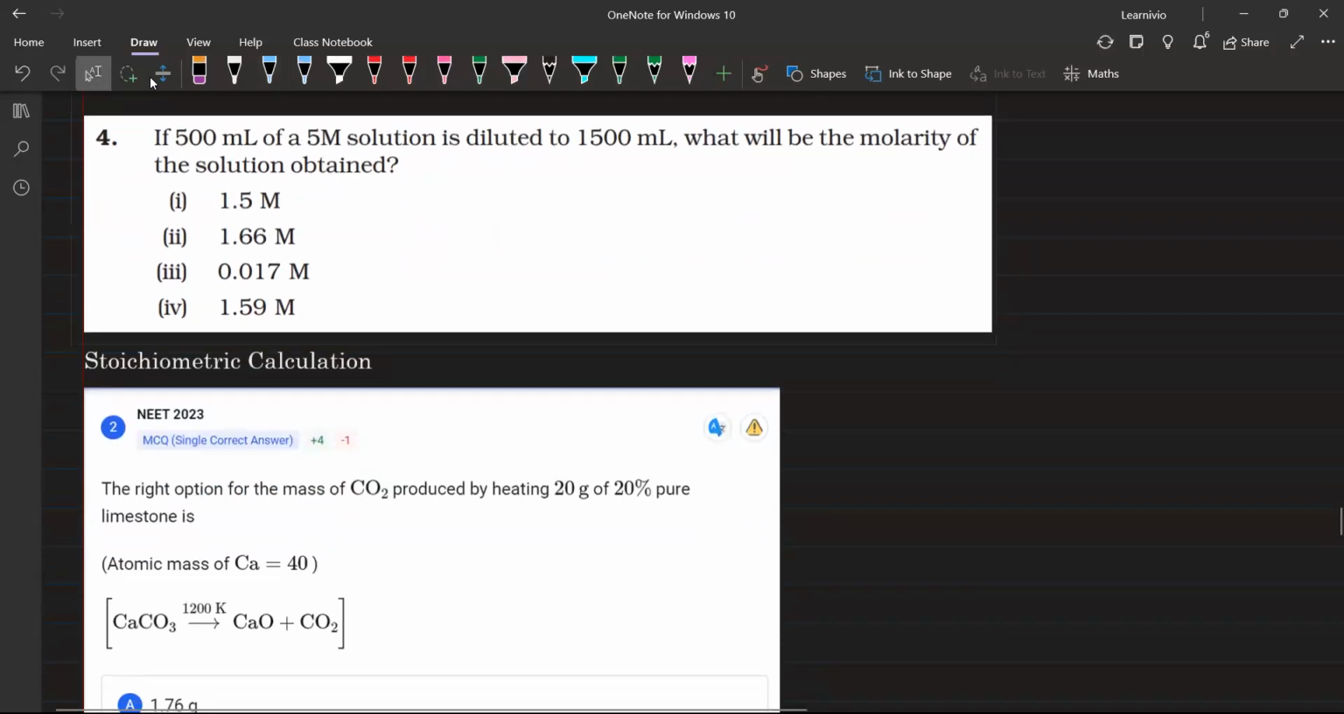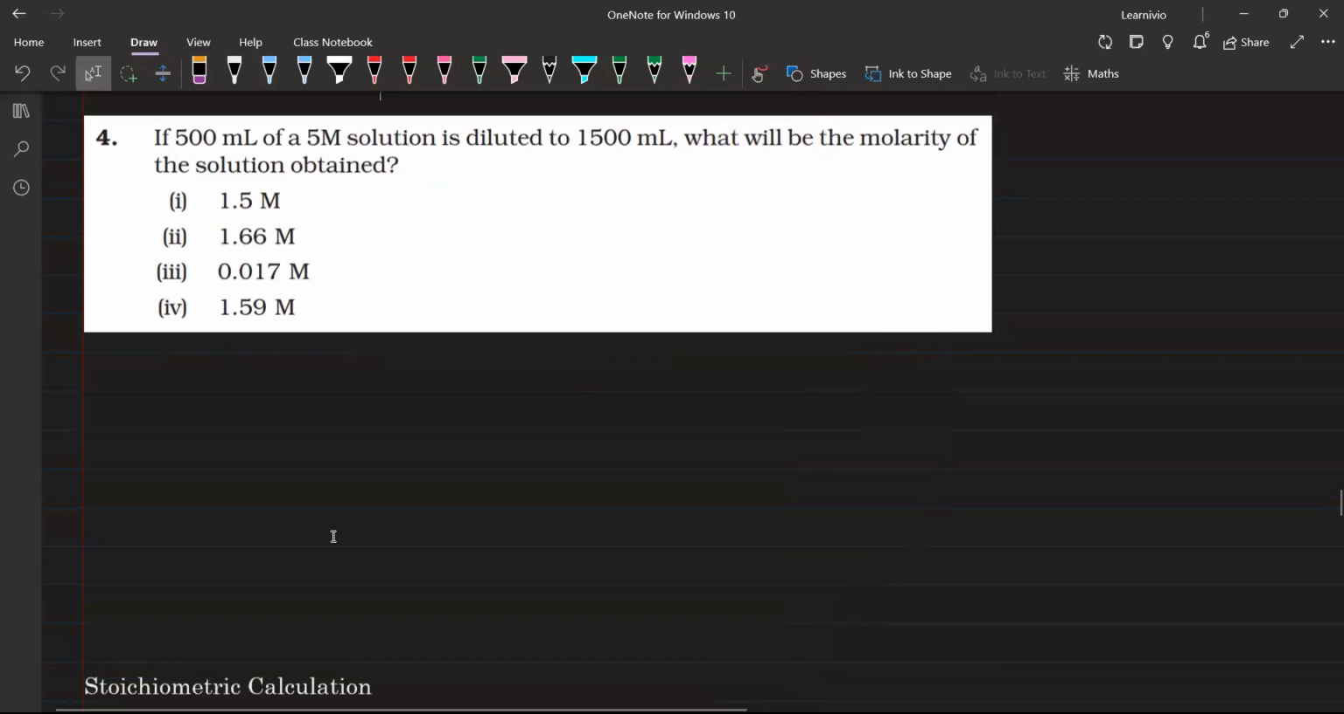Moving on, we have the next question: if 500 ml of a 5 molar solution is diluted to 1500 ml, that means you add 1 liter more water, what will be the molarity of the solution obtained? I will give you guys 2 minutes for this. If you try, you will get the answer also. You don't need any theory. Right now you have 500 ml, and after that you will be having 1500 ml. Please try this.